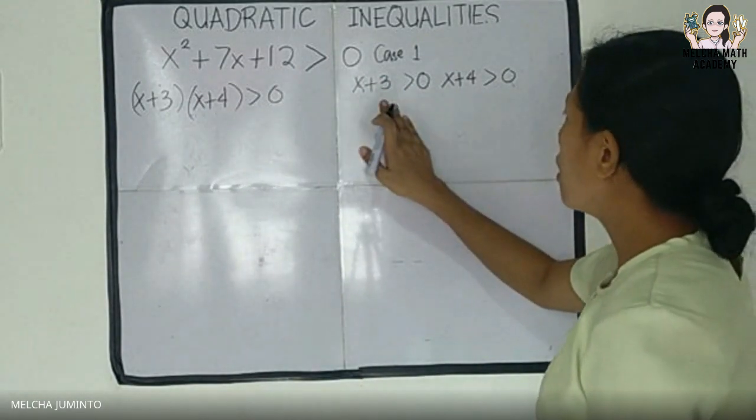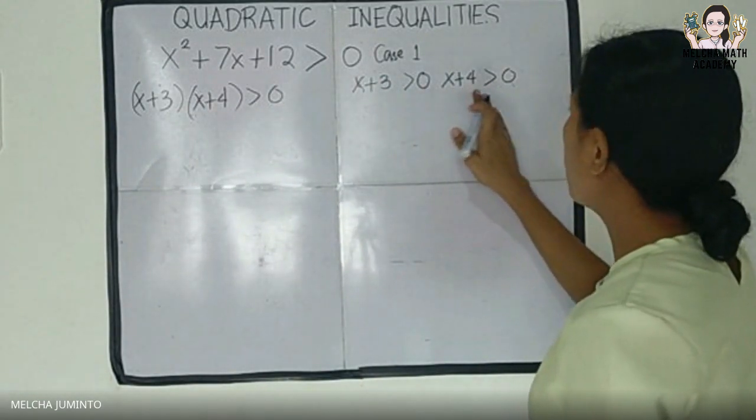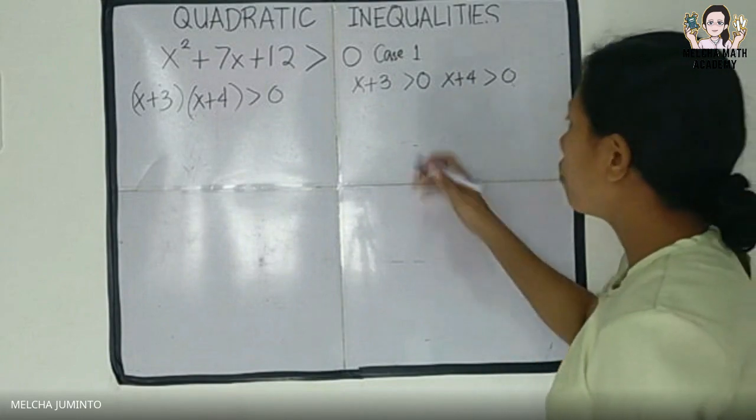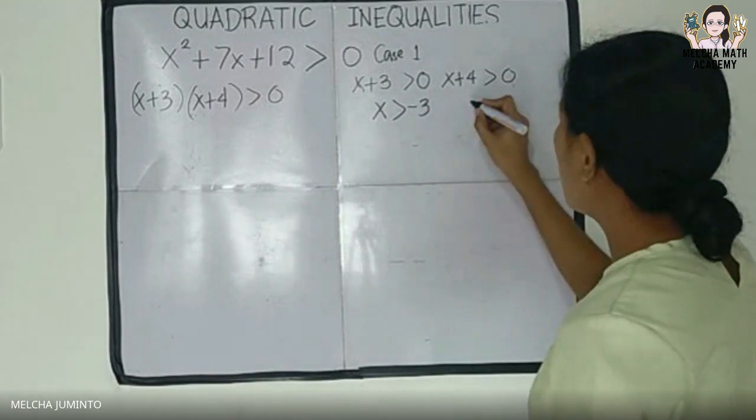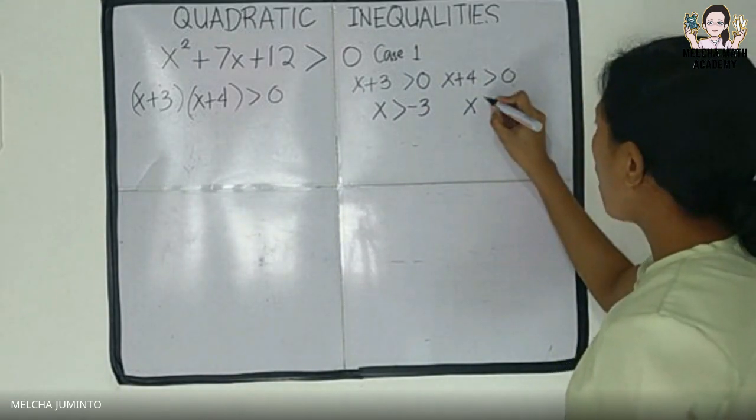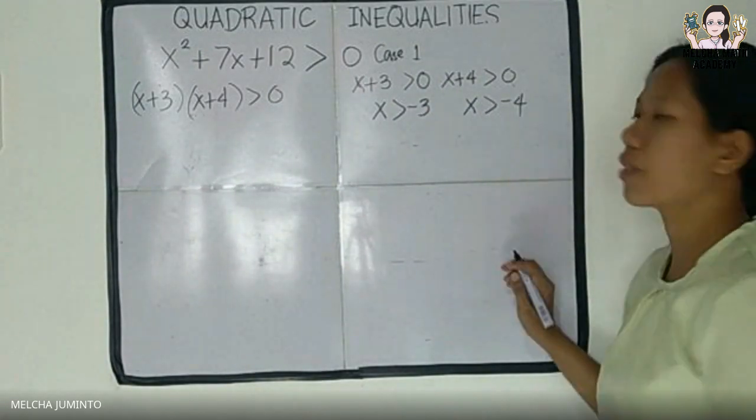x plus 3 is greater than 0, x plus 4 is greater than 0. And we solve it by transferring. We have x is greater than negative 3. The other one, transfer 4, x is greater than negative 4. This is the first case.